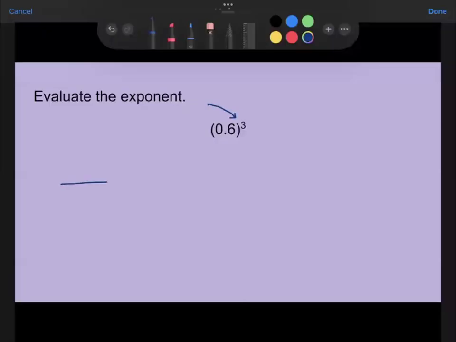Since that says 3, I'm going to have 3 lines here, and I'm going to put a multiplication symbol in between each pair of lines. Now, the base is what we are multiplying. So this is going to be 0.6 times 0.6 times 0.6. Okay, so now if you want to go ahead and do 0.6 times 0.6 first, and then take that and multiply it by the other 0.6, you are more than welcome to do that.